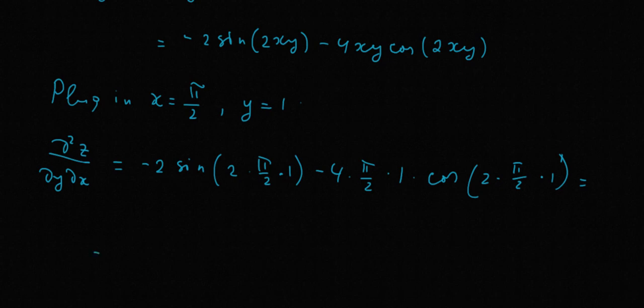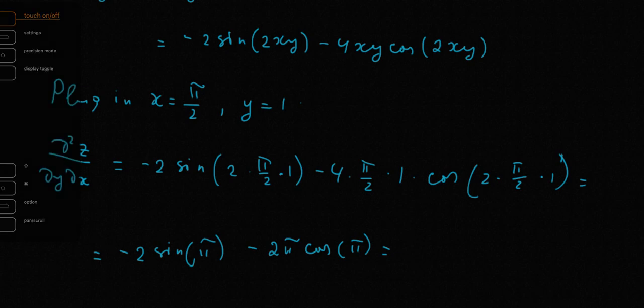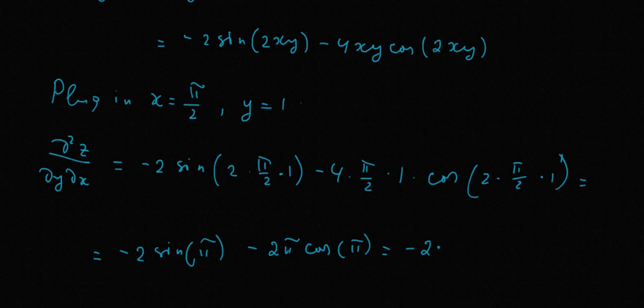and finally, this simplifies to, of course, -2 sine of pi, and then minus 2 pi cosine of pi. Now if you remember, sine of pi equals 0 and cosine of pi equals -1, and so our final result will be -2 times 0 minus 2 pi multiplied by -1, and the final overall answer is 2 pi.